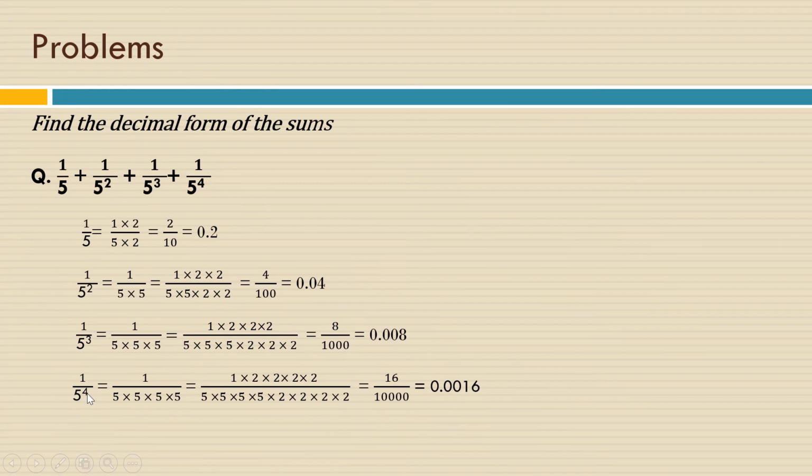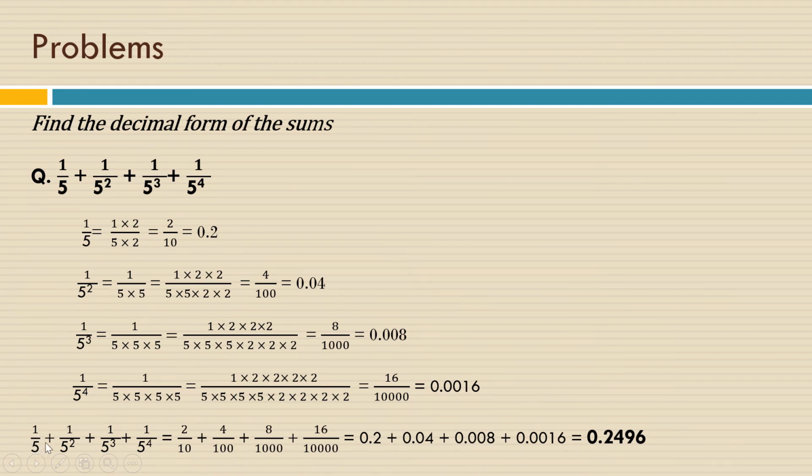Next is 1 by 5 raised to 4. Here the denominator has 4 5's. We want 4 2's. Multiply the numerator and the denominator by 2 into 2 into 2 into 2. We get 16 by 10,000. Here the denominator has 4 zeros. Numerator has 2 digits. Then put 2 zeros after the decimal point and before 16. That is 0.0016.